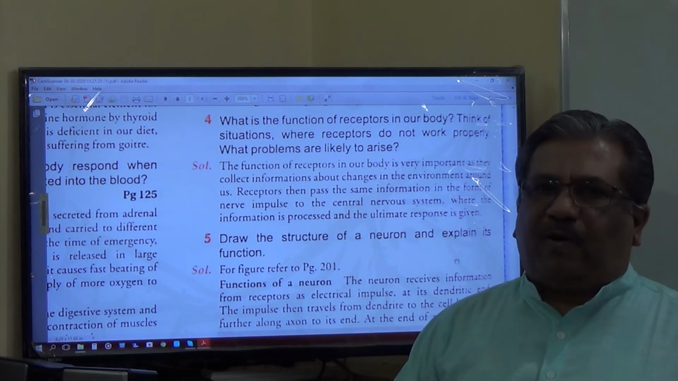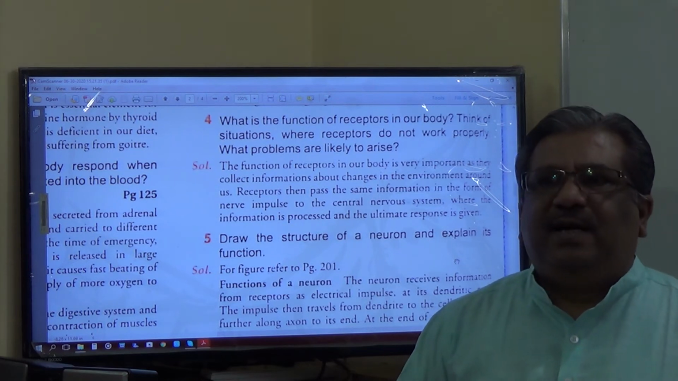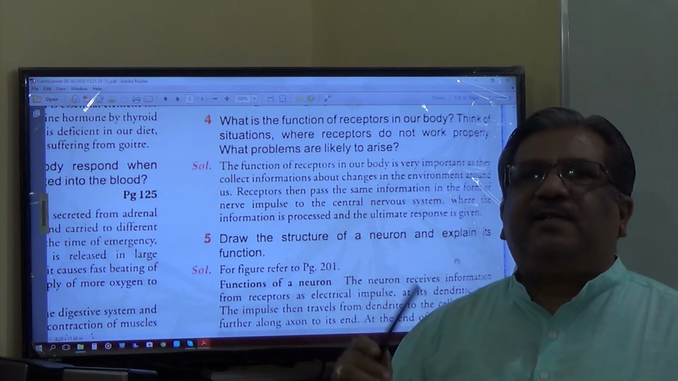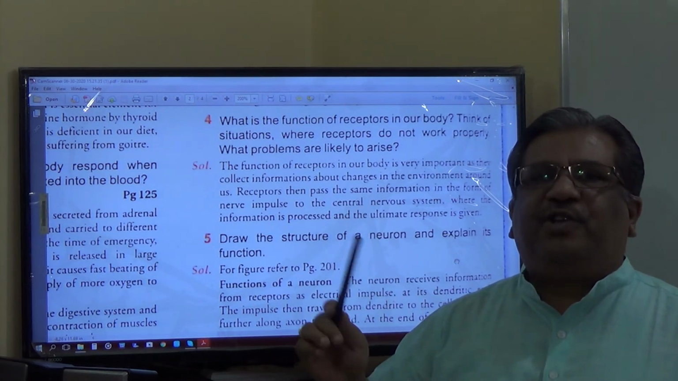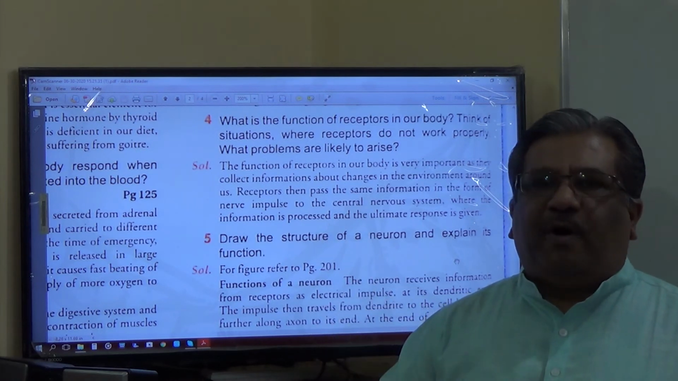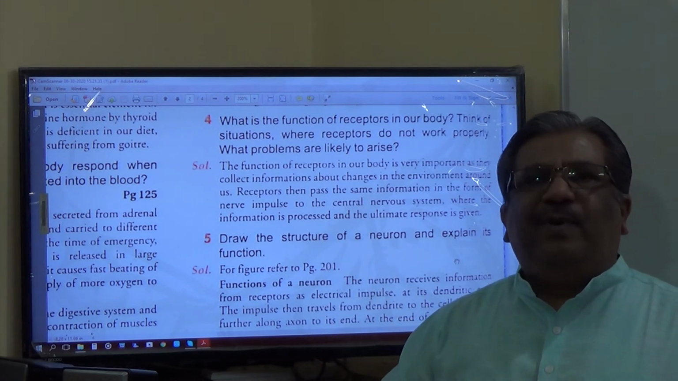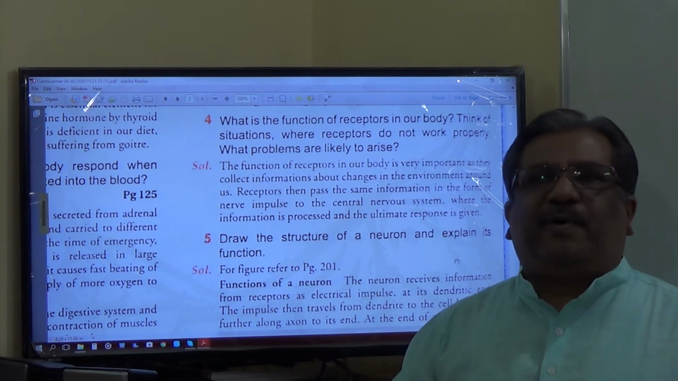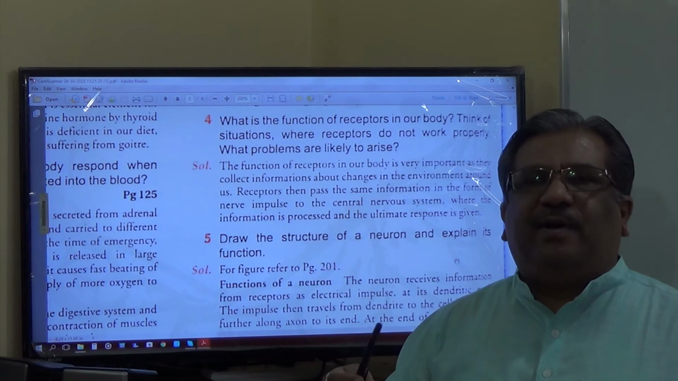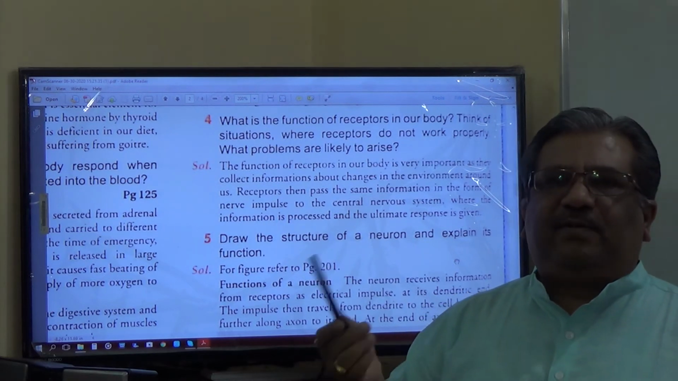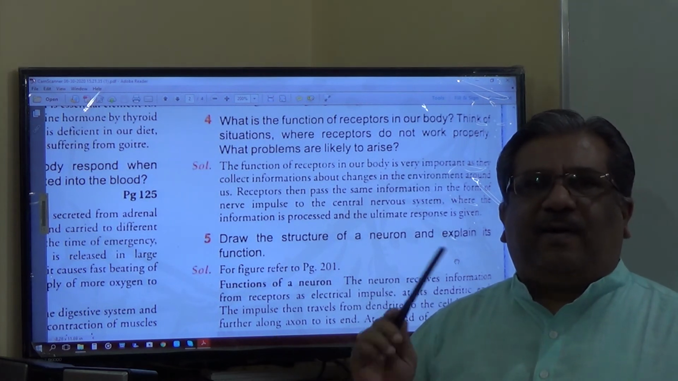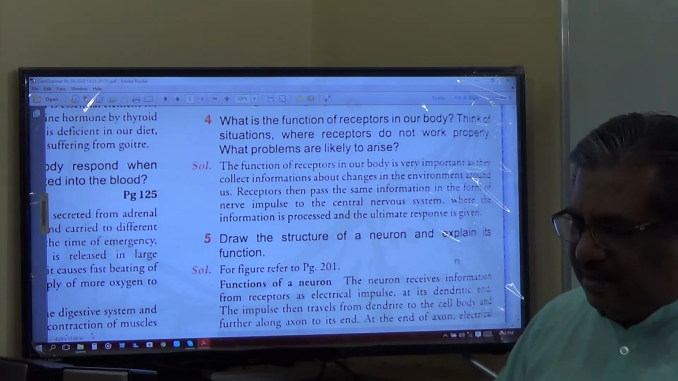Suppose the receptors do not work. In that case, the changes in the environment are not perceived by the body, and the body's response becomes very poor for changing environmental conditions, which are nothing but the stimuli. So the body's response to the stimuli will decrease, or the body will not respond to the external stimulus, and that may lead to harmful effects on the organism.